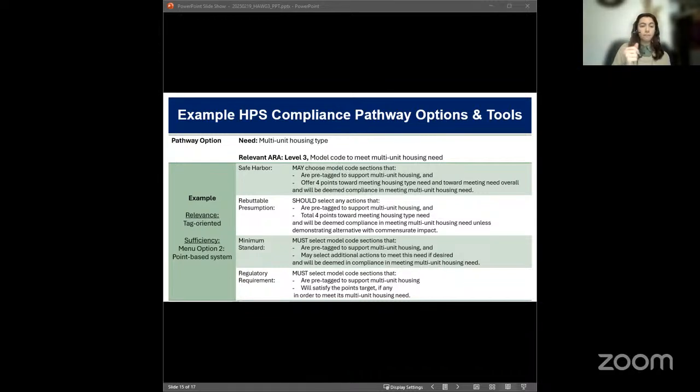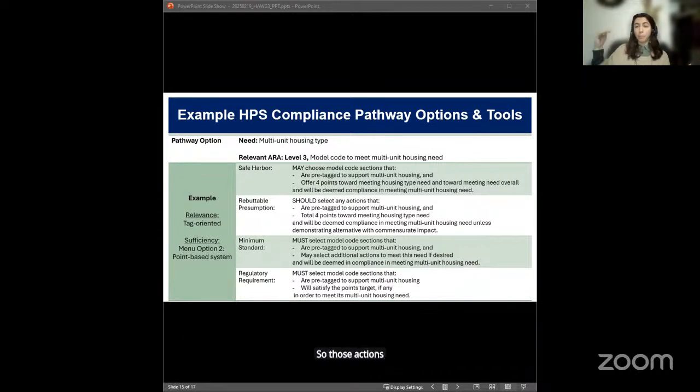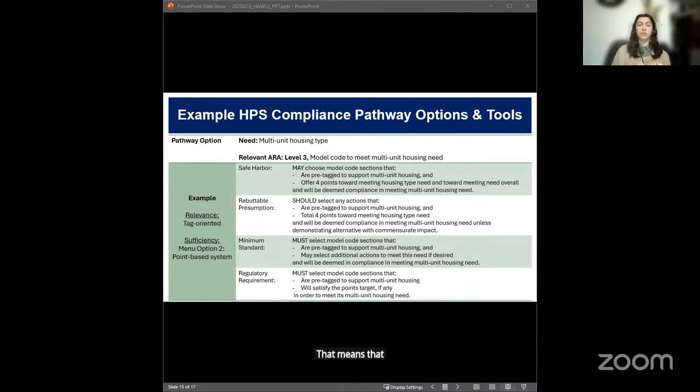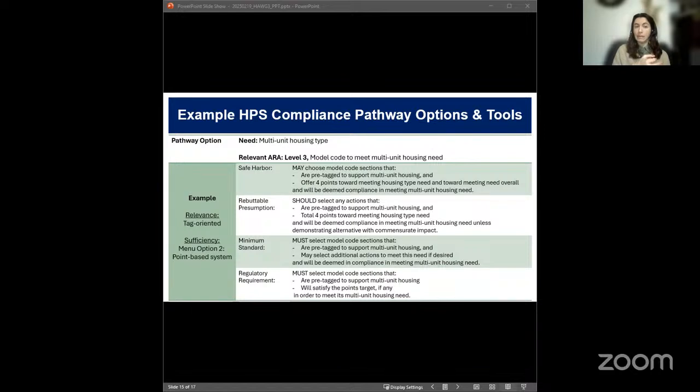And then for sufficiency, we're considering how the menu with a point-based system might apply. Those actions might also have points assigned to them. So if we were to try applying a safe harbor tool to meeting housing type need in the HPS with a point-based menu system, that means the local government would be in a position where they may choose to use model code sections that are pre-tagged to support multi-unit housing and, for example, that offer 4 points toward meeting multi-unit housing type need.